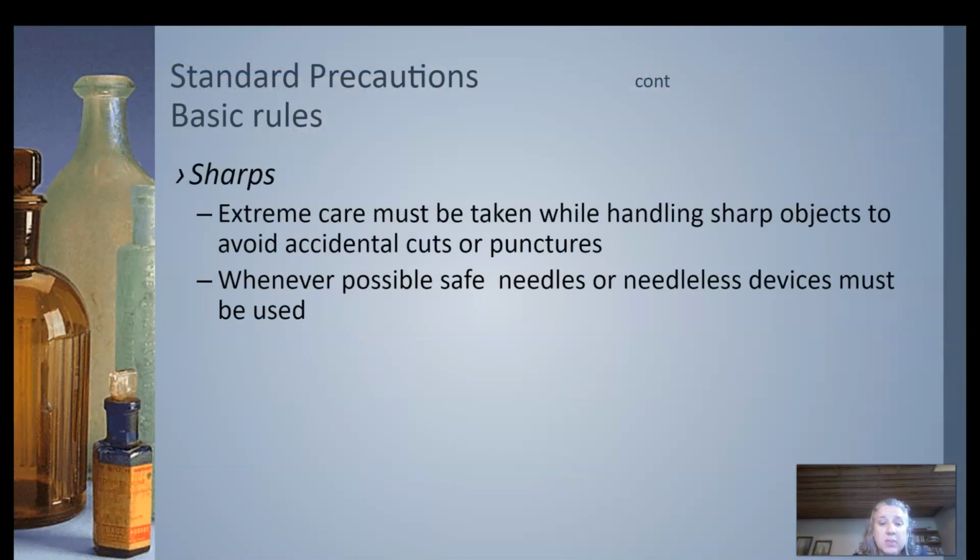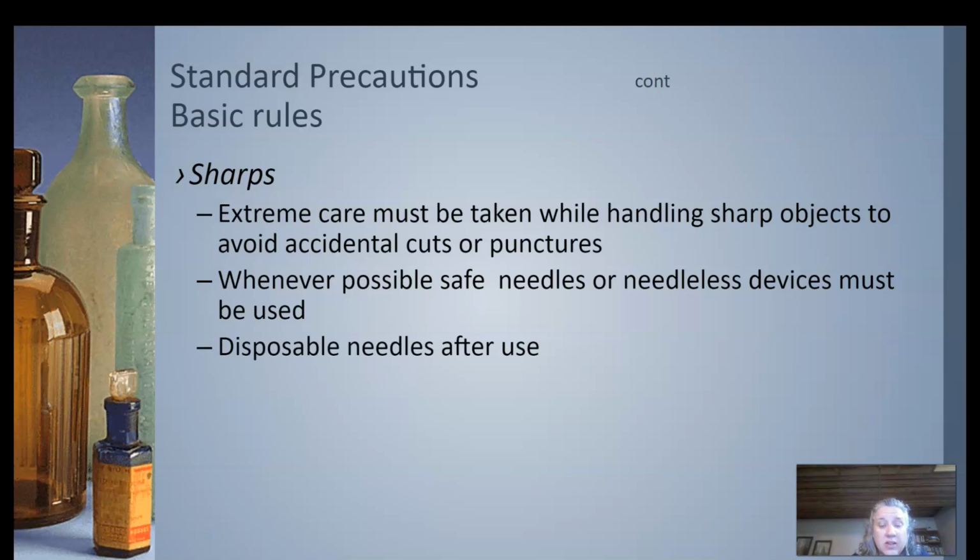Sharps. Extreme care must be taken while handling sharp objects and to avoid accidental cuts and punctures. Whenever possible, safer needles or needleless devices must be used. So in this case, hopefully the facility provides needles that have guards on them after they're used, or they retract back into a tube, or the needleless devices, which is when you use a syringe to put medicine into maybe their IV or a port that a person has.